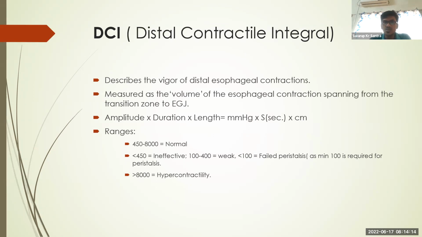Now the DCI, or distal contractile integral, describes the vigor or strength of distal esophageal contraction, measured as the volume of the esophageal contraction spanning from the transition zone to the esophagogastric junction. The unit is amplitude times duration times length, that is millimeter Hg second centimeter. The normal range is 450 to 8000. If it is less than 450, it is ineffective. 100 to 400 is depicted as weak, and less than 100 is failed peristalsis, as a minimum of 100 is required for the peristalsis to start. And if it is more than 8000, then it is hypercontractile.